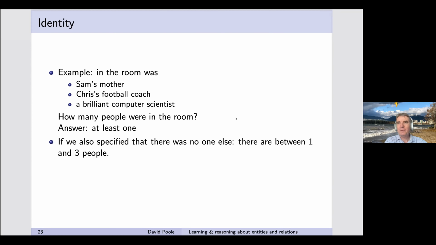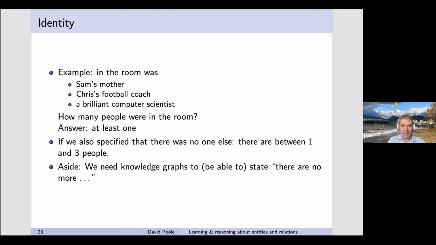Turns out that we don't really have this in knowledge graphs. It's nice to have knowledge graphs that say there was nobody else. There's been work in the knowledge representation community on this, but it still doesn't appear in knowledge graphs, saying these are all the facts about it. It'd be really nice if there were, because it's very useful for probabilistic reasoning. So we need knowledge graphs to be able to state there are no more.